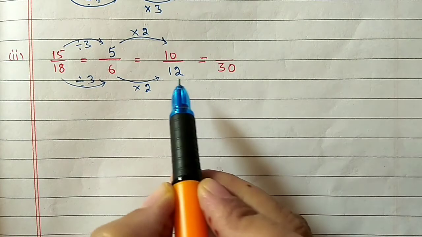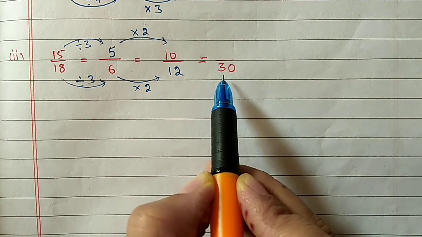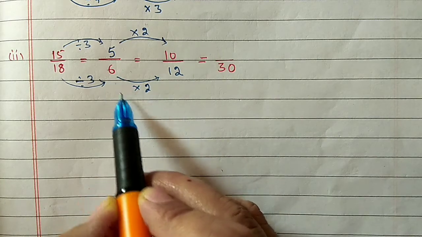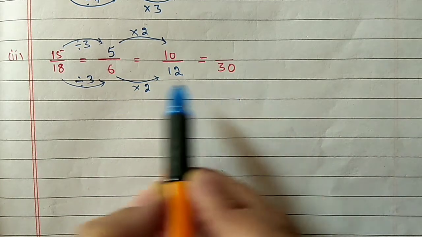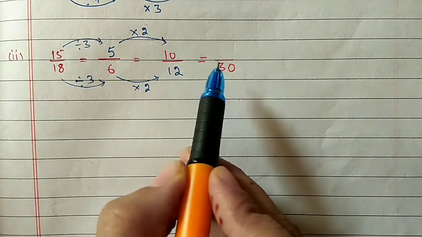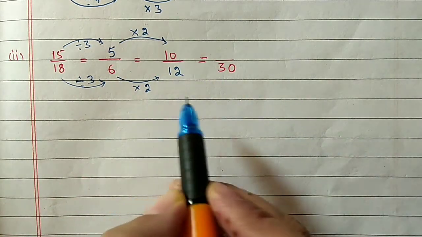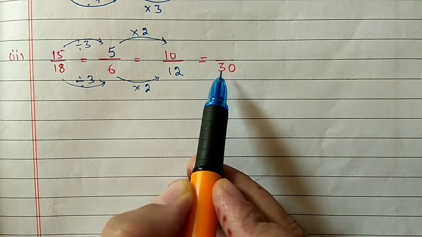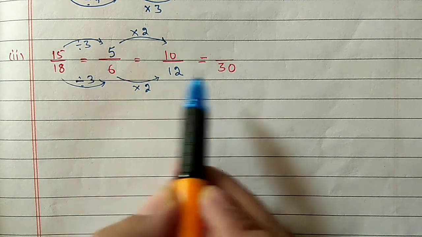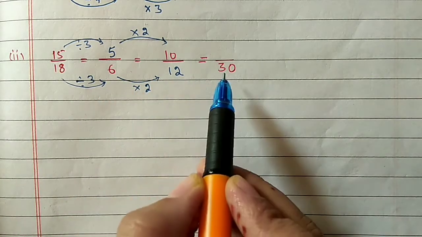Then with 12, getting 30 is not easy. So we will take 6 and this one. It is not compulsory that you have to take first and third, or second and third. Anyone you can take according to your convenience, because 6 and 30 are coming in the same table. So I will take 6 and 30 in place of 12 and 30.